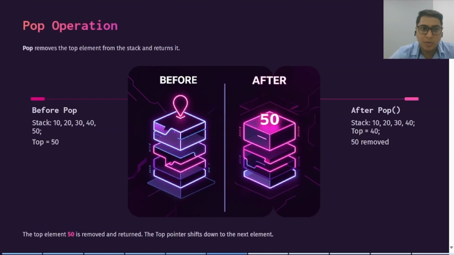Now let's talk about the pop operation. Basically, what does it do? It removes the top element from the stack and returns it. Consider an example where you have elements in the stack 10, 20, 30, 40, and 50, and the top element is 50. So what will the pop operation do? It will remove the top element. What element is at the top? Element number 50. So it will remove element 50, decrement the top index, and then return the element 50. Now, after the pop operation, what will be the new top element? It will be 40, right?